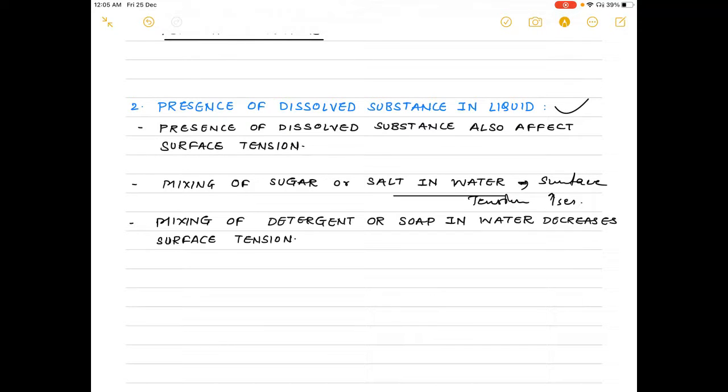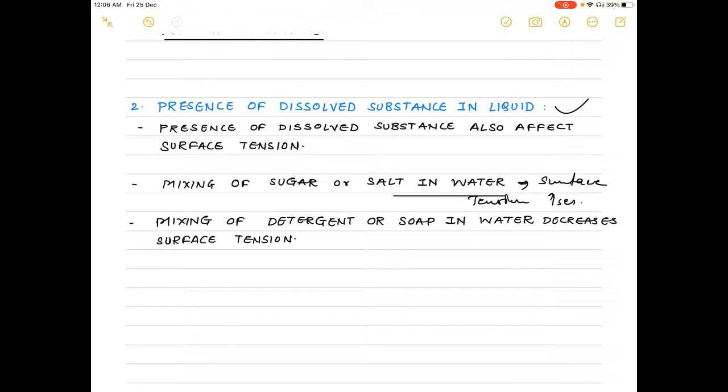increases. Why does it increase? Because the substance which is dissolved in water or a liquid is highly dissolvable, or it is highly soluble. Due to that, the force of attraction between the solute and the liquid molecules is more than the force of attraction between the like molecules of liquids. Therefore, the surface energy or the surface tension tends to increase.